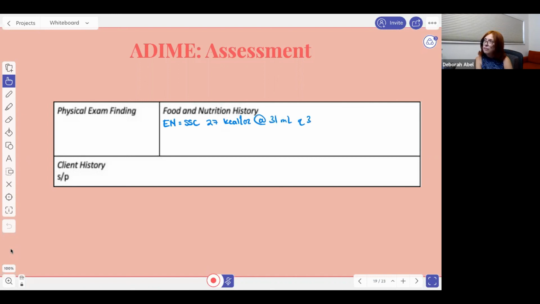And we can put PN order none. But if they were on it, we could actually write in how many amino acids, dextrose. When we get next week to the complicated, you'll actually put those things in there. Client history, we don't have any history at this point, but there could have been procedures done that might be important to put in here. A lot of times we'll see neck or something that maybe even was resolved.